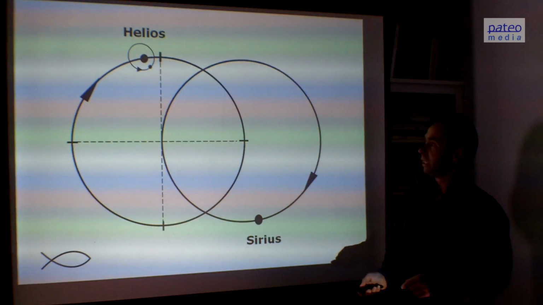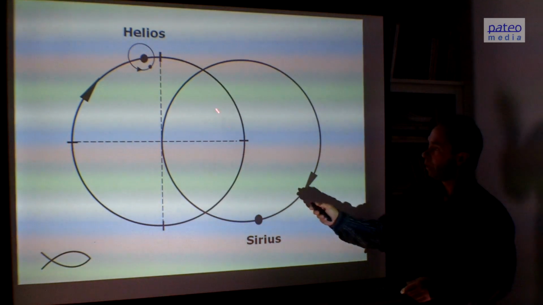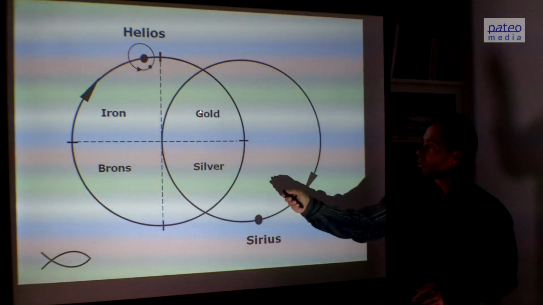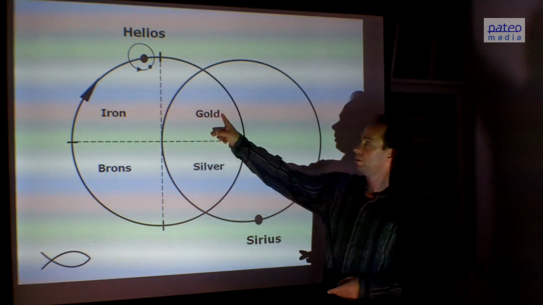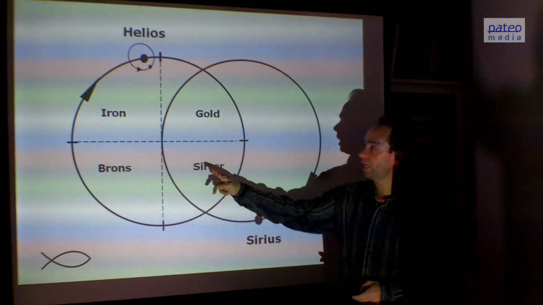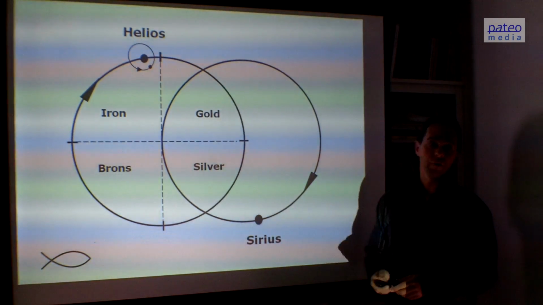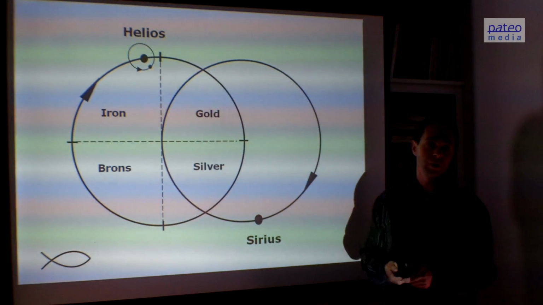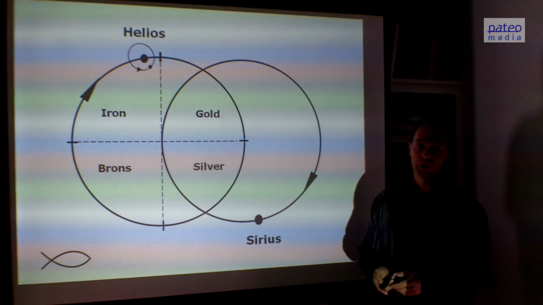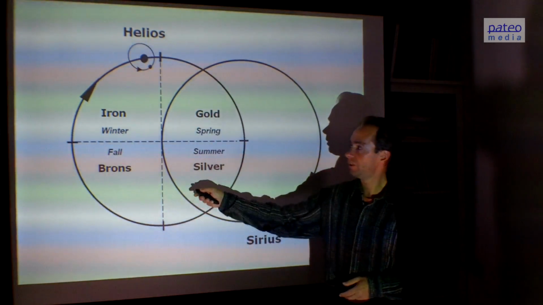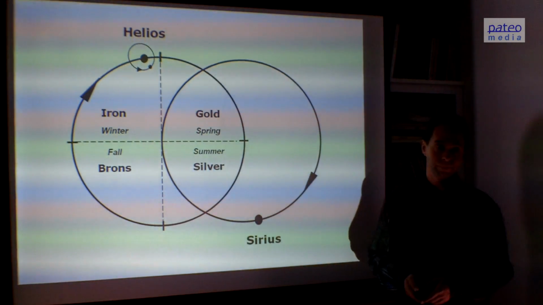demarcation line. Here we see another one. And we have now 4 periods. This period is called the Golden Age, the Golden Period. Then we have the Silver Period, then the Bronze Period, and then the Iron Period. We are now at the end of the Iron Period, and we are soon to enter the Golden Age. You can say this is spring, this is summer, this is fall, and that is winter.